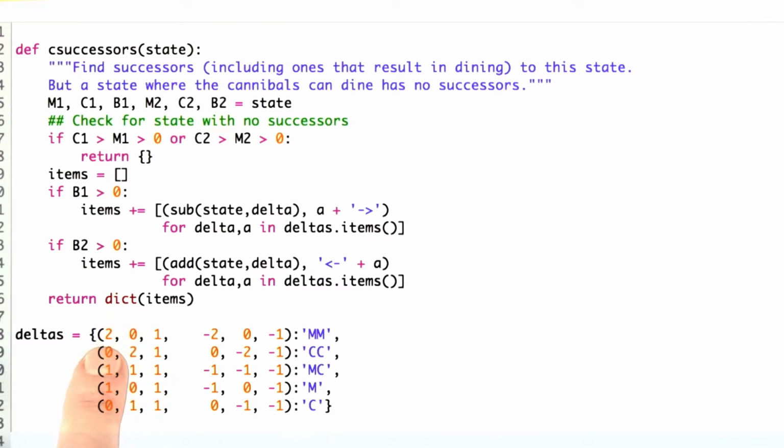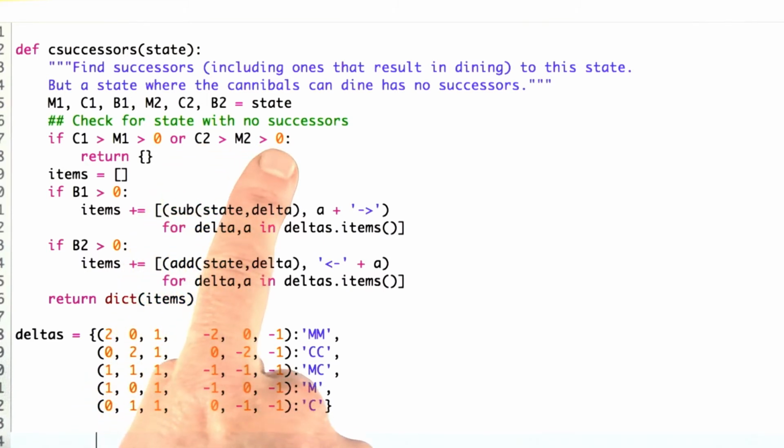We would add 2 to one side and subtract 2 from the other side, and not change at all the number of cannibals, and change the number of boats by 1. Or we could send 2 cannibals, or we could send 1 of each, or we could send only 1 missionary or cannibal. So there's 5 possible moves, basically, depending on where the boat is. And that's what Csuccessors says.